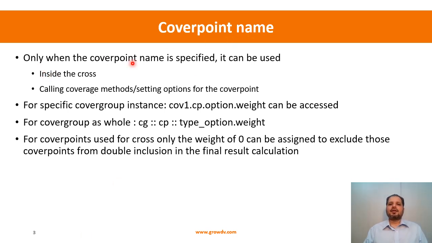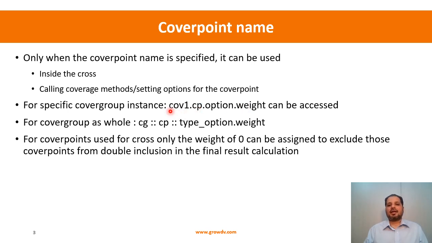So only when the name is specified, it can be used inside the cross, as we had mentioned. And then there can be coverage methods that you can call on a cover point, for example, setting the options. Those you can do only if the name is specified. For example, if I want to set the weight for the cover point, the weight can be specified at cover point level as well.